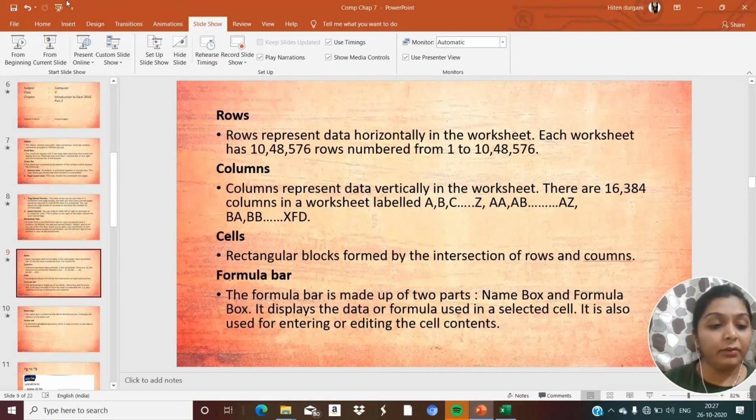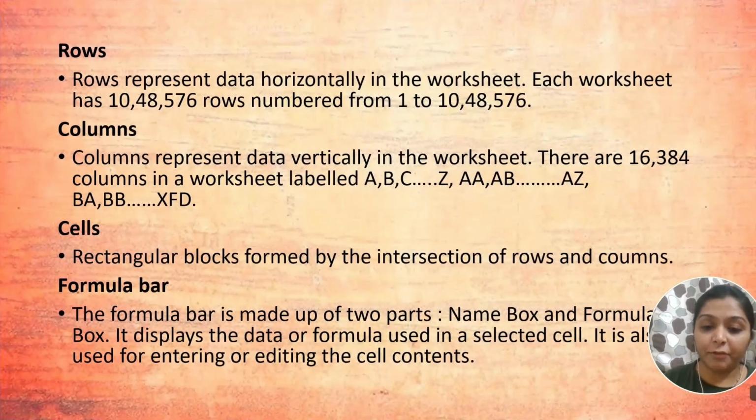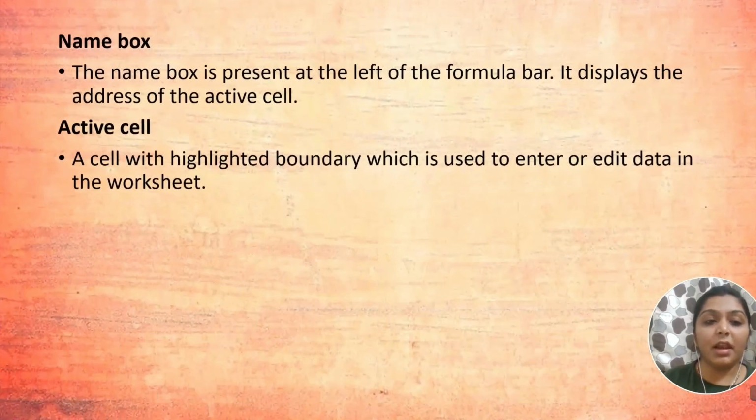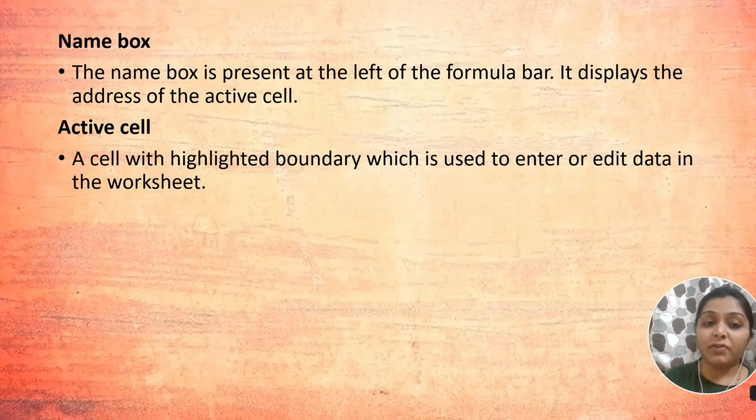Next, we have studied the formula bar. Then the next is the name box and the active cell. I have shown you this. The name box is present on the left of the formula bar. It displays the address of the active cell. What is the active cell? A cell with a highlighted boundary which is used to enter or edit data in a worksheet. Meaning the cell in which we are currently working, writing, typing data, that cell will be known as the active cell. Is it clear to you, dear children? Understood the introduction part? Okay.